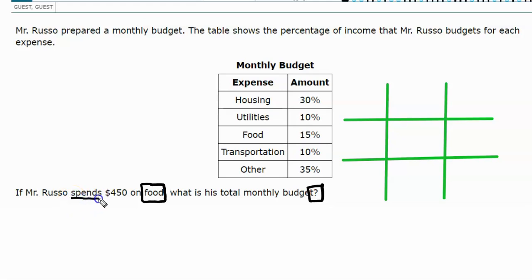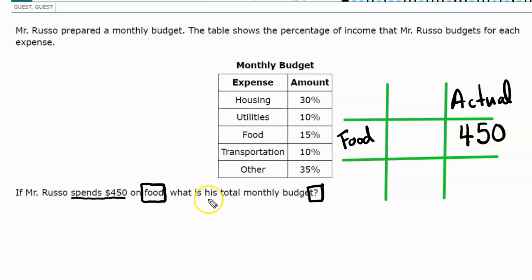Mr. Russo spends $450 on food. So let's say we put the food right here. This is the actual amount. He spends $450 on food. We put the $450 by the food. That's the actual amount. In this particular question, the question is what is the total?